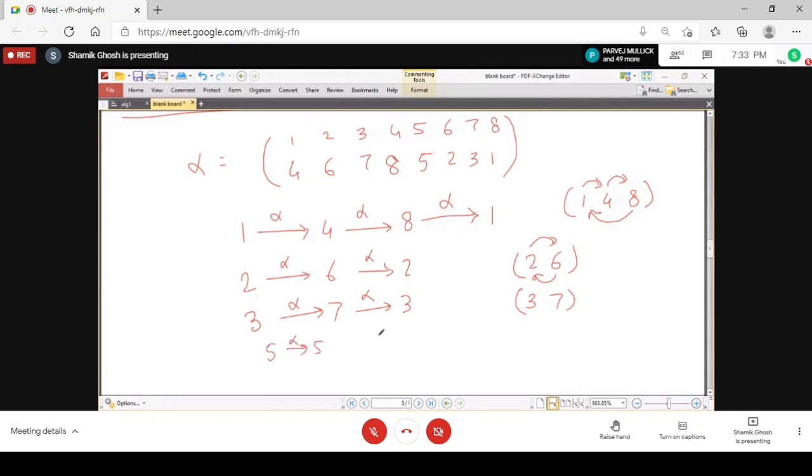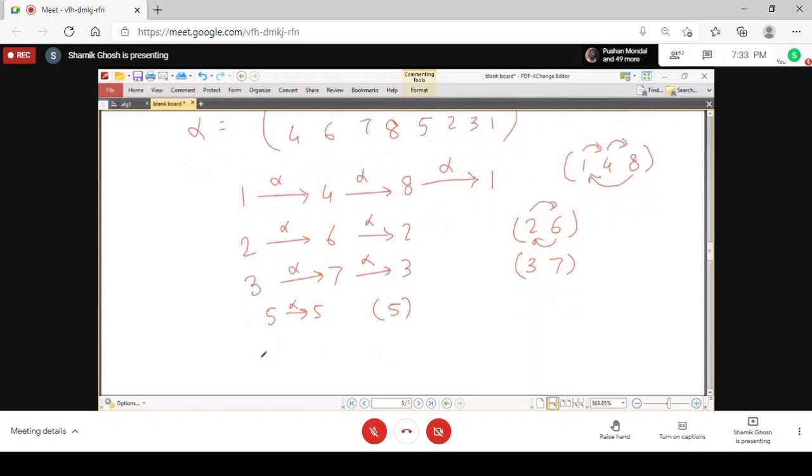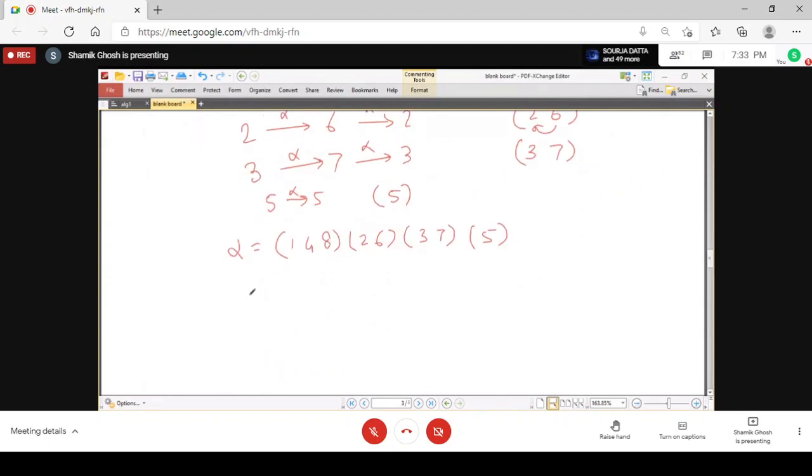And so it is a single cycle 5. That means 5 goes to 5 itself. So under this cycle structure, we can write down alpha in this way: 1, 4, 8, 2, 6, 3, 7, and 5 only. And then we can delete also 5. We just write 1, 4, 8, 2, 6, and 3, 7 with the understanding all the numbers which are missing, they are single cycle. This is called the disjoint cycle representation of a permutation.